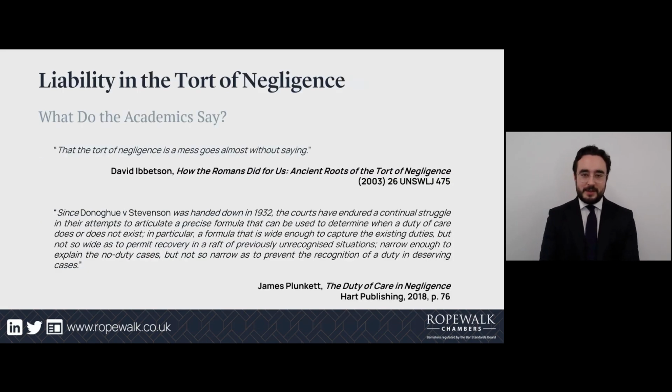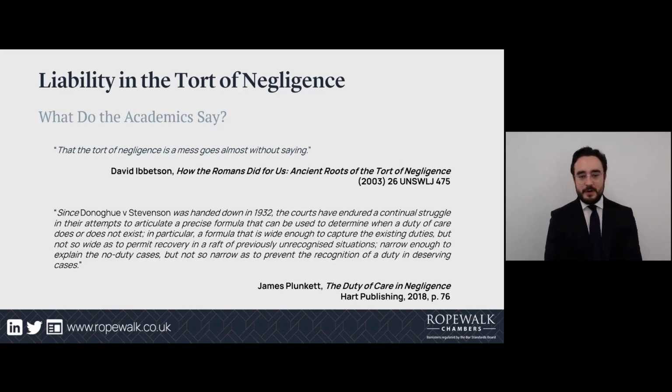So a good place to start, and a place where I tend to like to start, is what do the academics say about this? Well, it's fair to say that they think the law of negligence is a bit of a mess. And that's what David Ibbotson said in the quotation on the slide there. And the reasons for that were explained by James Plunkett in a book which is now a little out of date called The Duty of Care in Negligence. It's out of date because there have been quite a few relevant developments in the last few years since 2018 that I'll talk through in a few moments.